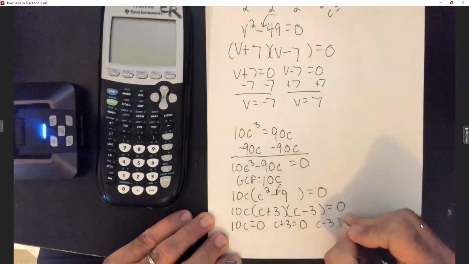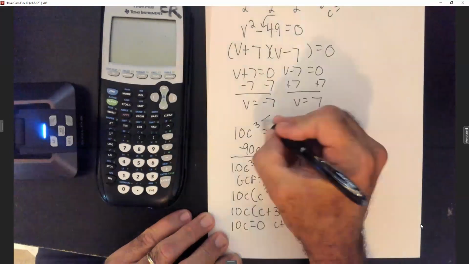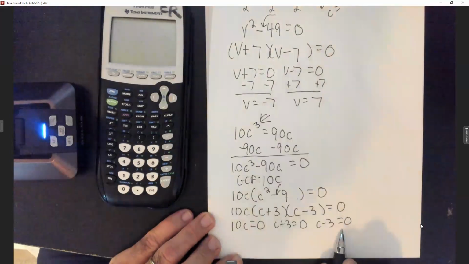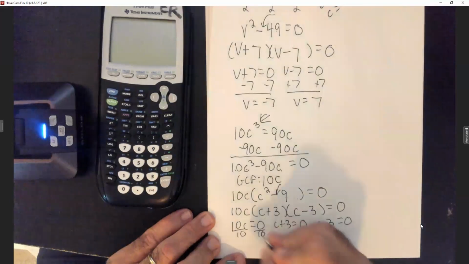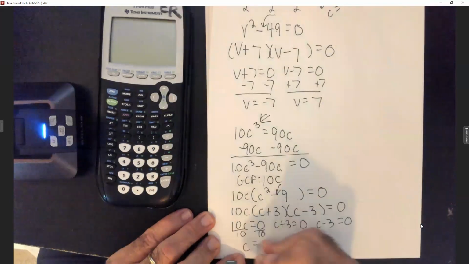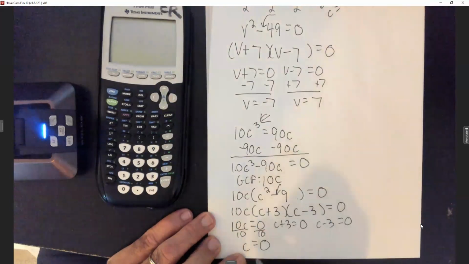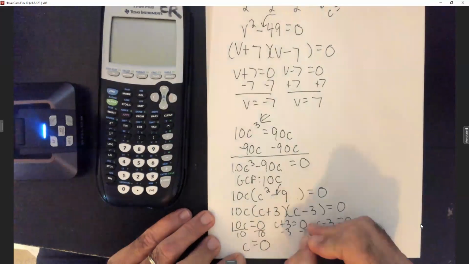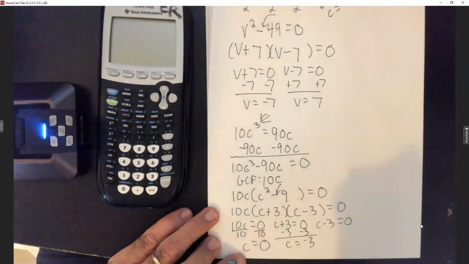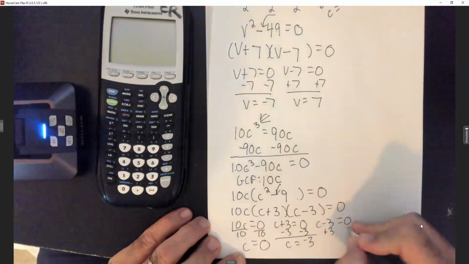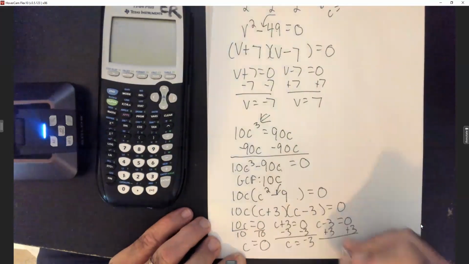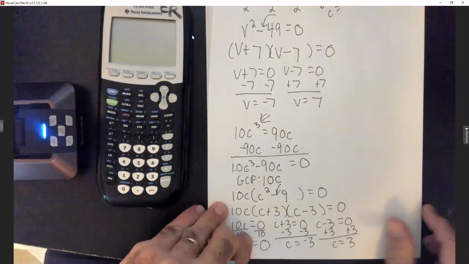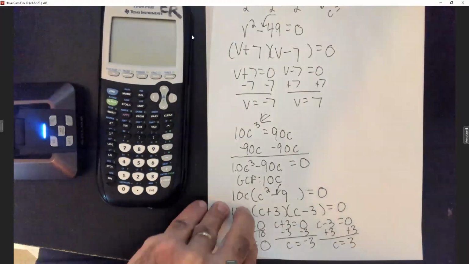And guess what? Since you've got an exponent 3, we're going to get 3 answers. So the first one, divided by 10, c is still going to be 0. So the GCF always gives you 0 for its answer, 100%. Here I do plus 3, c equals negative 3. Then here I will do a minus 3 and get c equals positive 3. So when you've got cubes in there, you've got to get 3 answers.